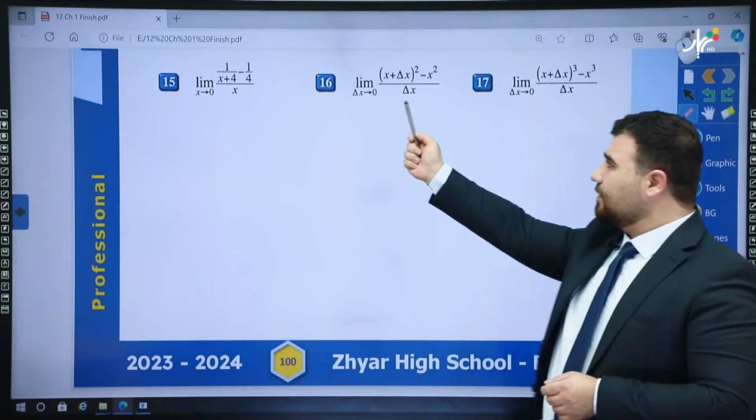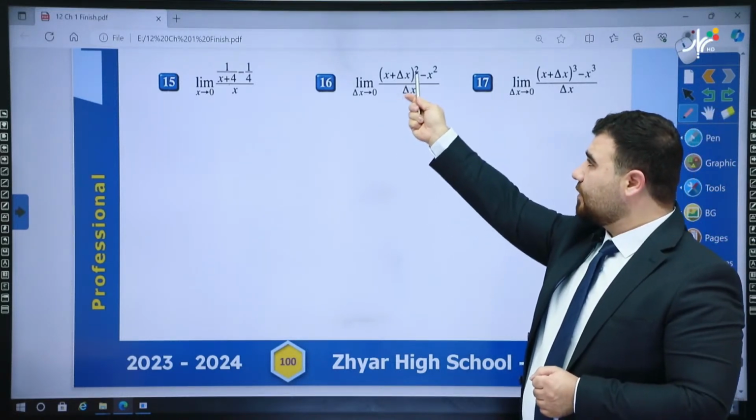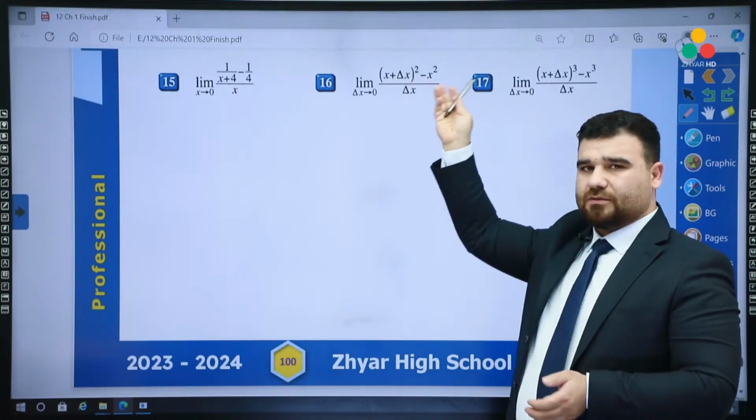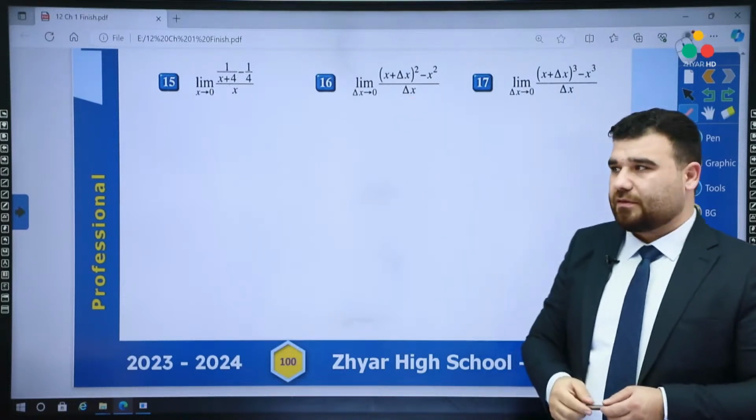delta x tends to 0. If I put 0 in place of delta x here, it will be x, with this power 2, x power 2. x power 2 minus x power 2 is 0. And instead of delta x, we have 0. This will be 0 over 0.